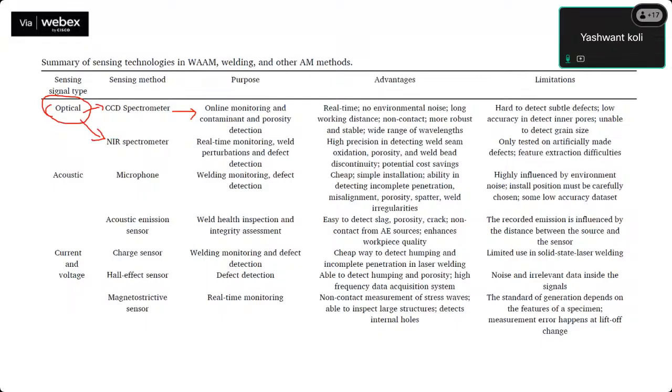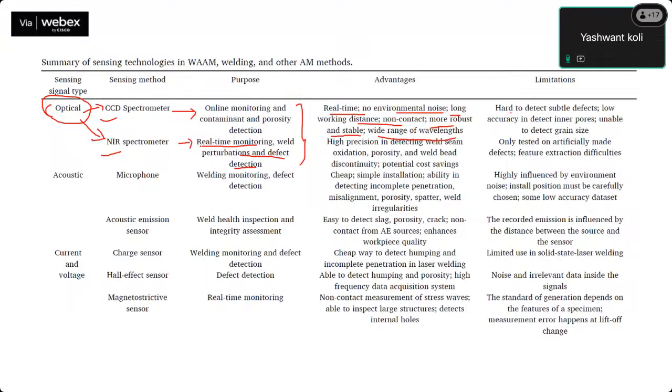The purpose, as I've already discussed, is online monitoring, contamination and porosity detection, and NIR is used for real-time monitoring, weld perturbation, and defect detection. If these are the purpose, then we can use these kinds of optical sensors. The advantages of the CCD spectrometer are real-time operation, no environmental issue, low noise, long working distance, non-contact, and more robust and stable. A wide range of wavelengths can be covered.